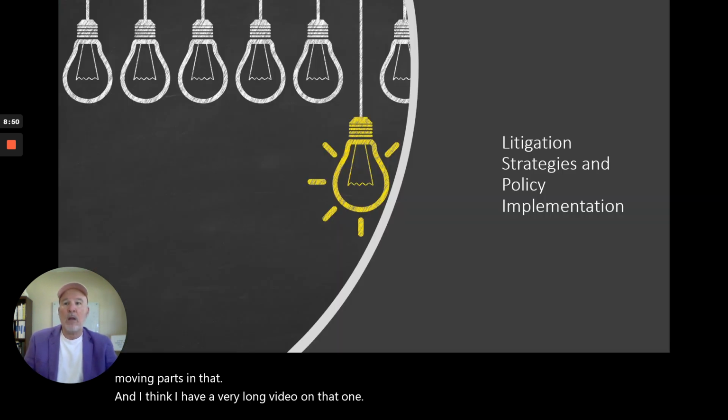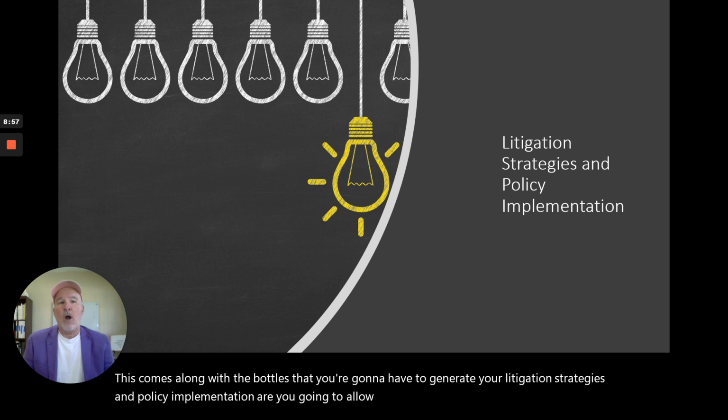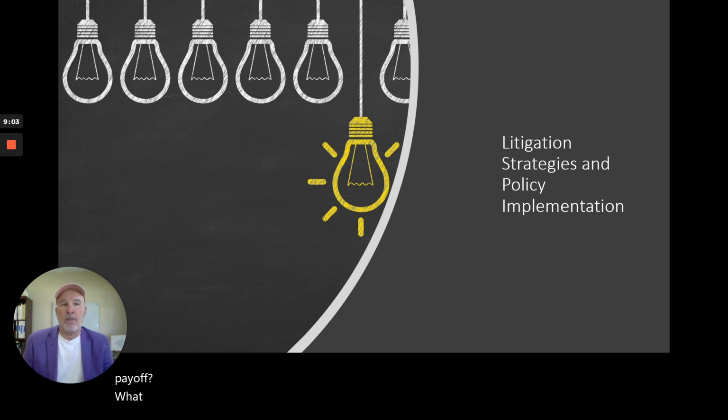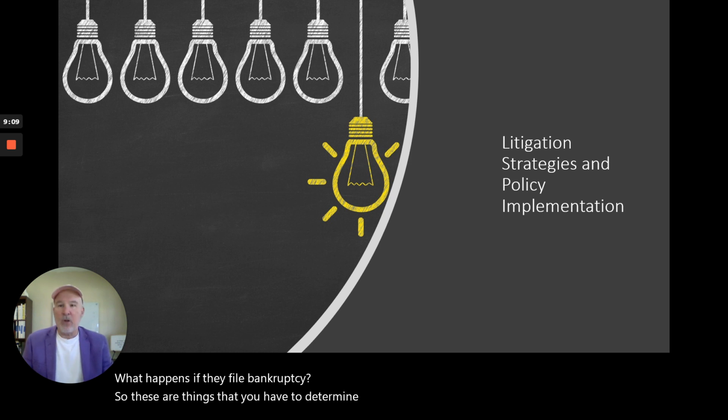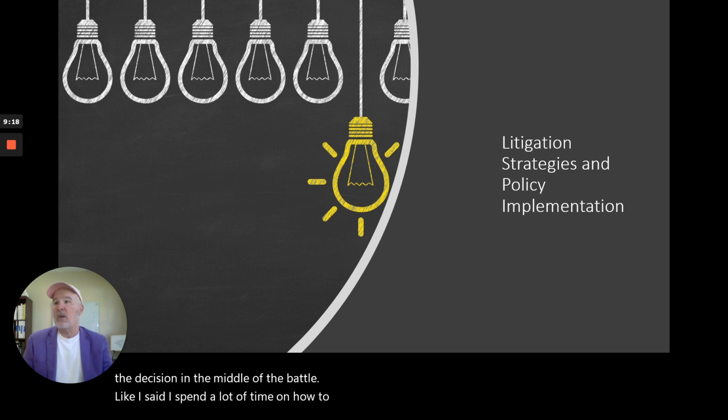This comes along with the models that you're going to have to generate, your litigation strategies and policy implementation. Are you going to allow short sales? Are you going to allow a short payoff? What happens if they file bankruptcy? These are things that you have to determine in advance so you don't have to try and make the decision in the middle of the battle. Like I said, I spend a lot of time on how to put together your models because it's really the backbone of your business.